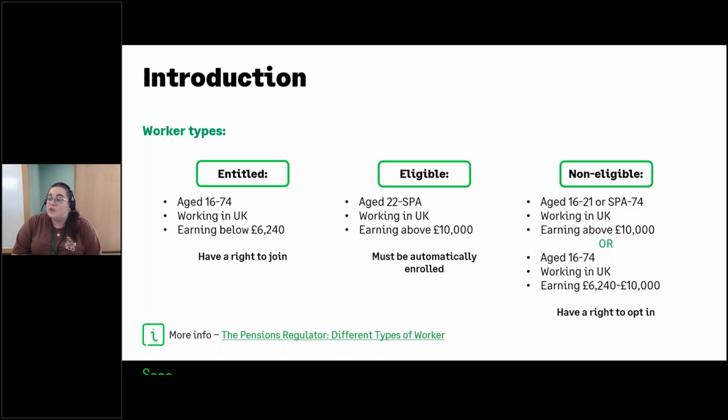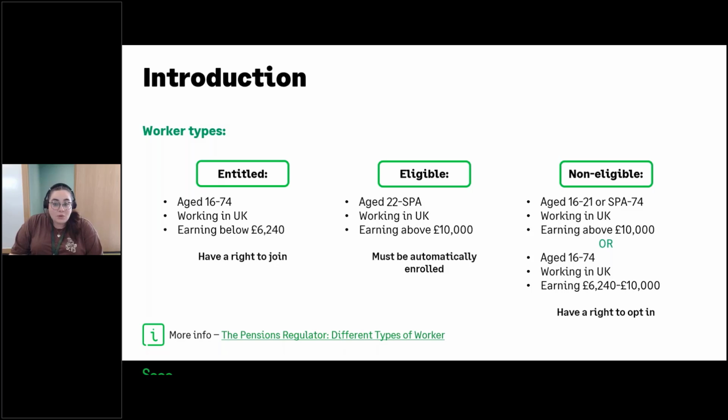And then lastly, you've got non-eligible. So a couple of different options for this. They're either going to be aged 16 to 21 or state pension age to 74, again working in the UK, earning above £10,000, or aged 16 to 74, working in the UK, earning between £6,240 and £10,000. And these non-eligible employees do have a right to opt into your scheme. And I will talk about the difference between joining and opting in as we go further into the webinar.